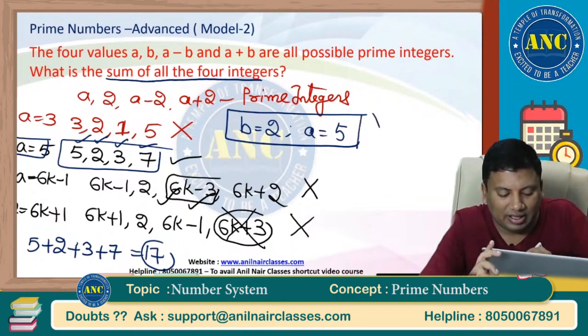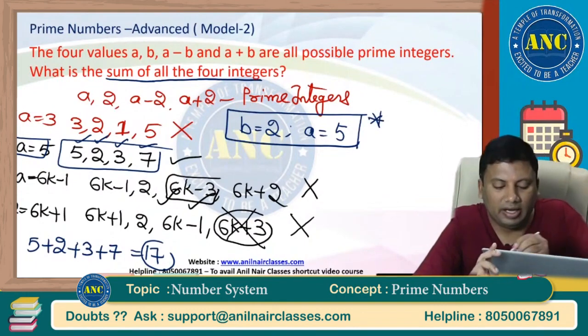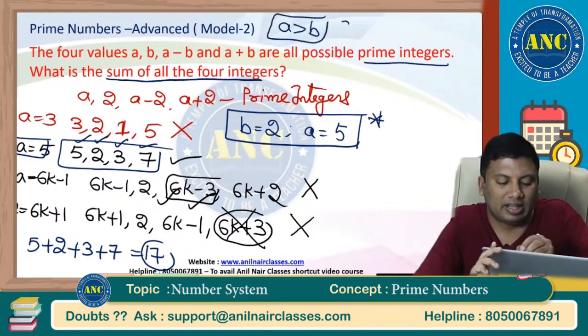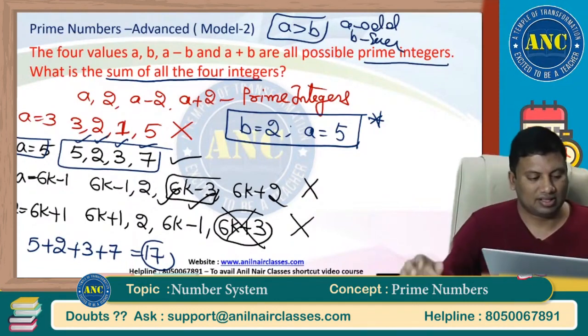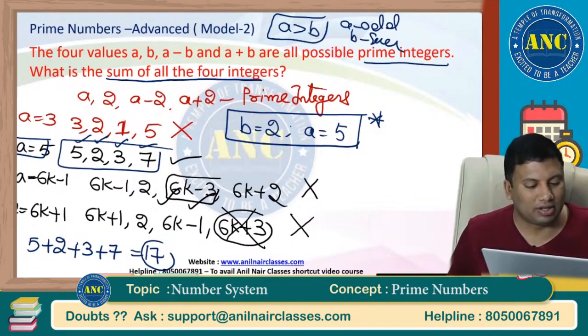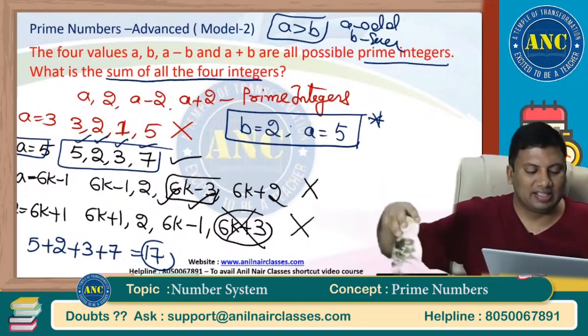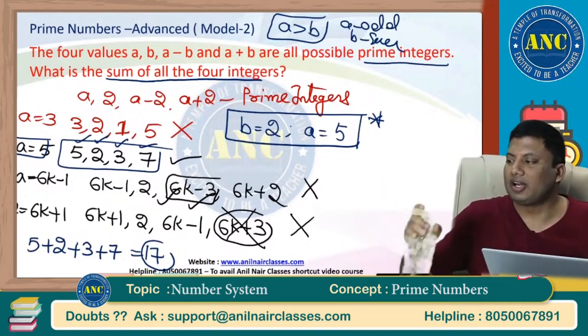How to find the values of A and B? Depending upon these statements, we got A is greater than B. Definitely A will be an odd number and B will be an even number, because case number 1 and case number 2 are out. I hope the idea is clear. Each and every question, try to analyze it.